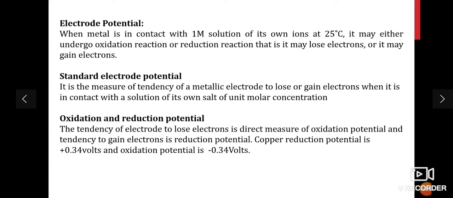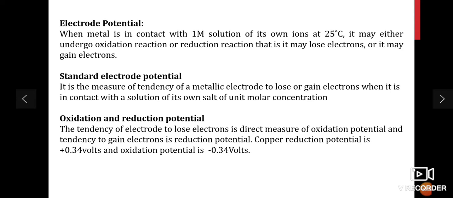Or in a simple way I am telling, the tendency of a metal to undergo oxidation or reduction is nothing but the electrode potential. So it should be dissolved in the solution of its own salt at 25 degrees Celsius. Every metal tends to develop either a negative charge or a positive charge on the surface when it is dipped in its own metal ion solution.